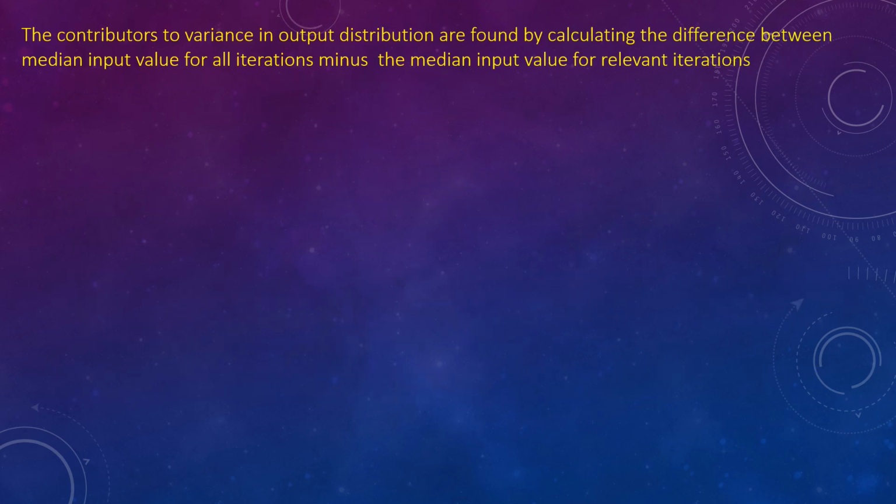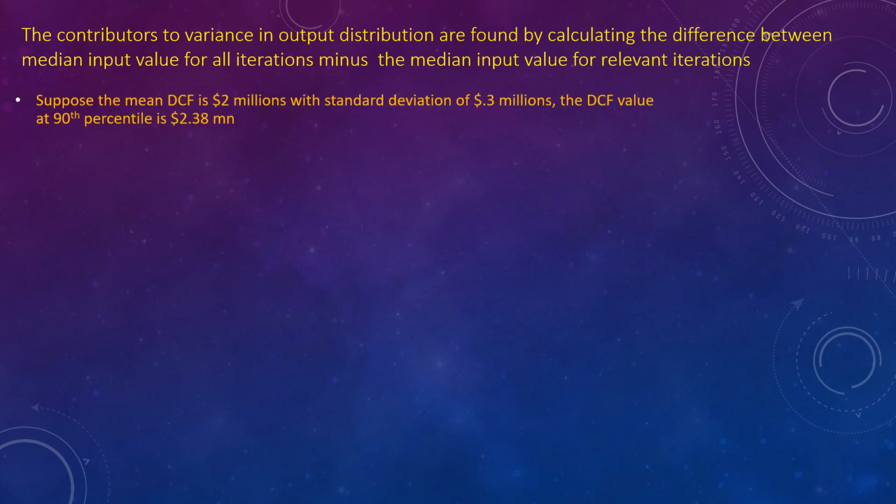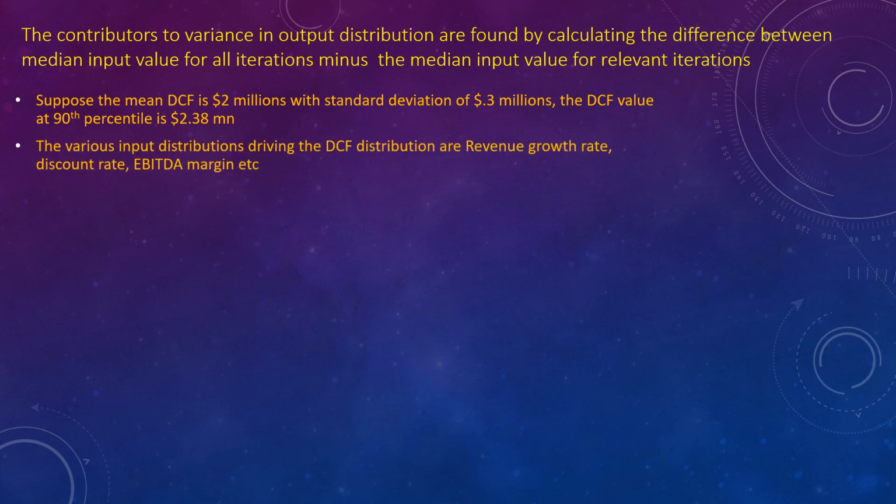The contributors to variance in output distribution are found by calculating the difference between the median input value for all iterations minus the median input value for the relevant iterations. Suppose the mean discounted cash flow is 2 million with standard deviation of 0.3 million. The DCF value at 98th percentile is 2.38 million. The various input distributions driving the DCF distribution are revenue growth, discount rate, and EBITDA margin.